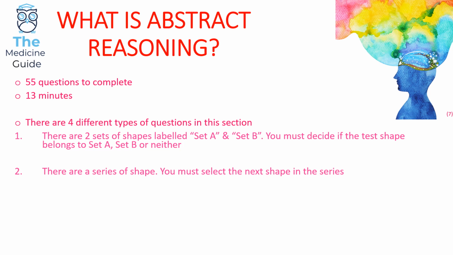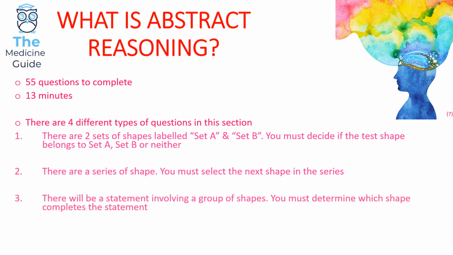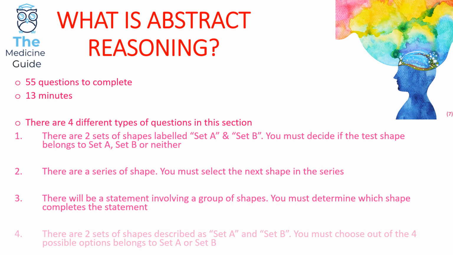You might be given a series of shapes and you need to select the next shape in series. There might be a statement involving a group of shapes and you need to determine which shape will complete the statement. And there might be 2 sets of shapes described as set A and set B, and you must choose out of the 4 possible options which one belongs to set A or set B. So abstract reasoning is focusing primarily on your ability to recognise patterns amongst shapes and being able to understand them.